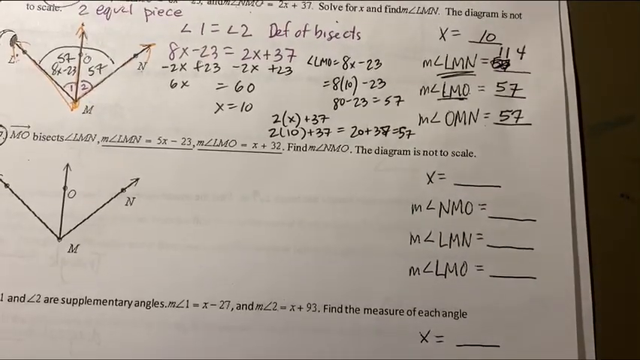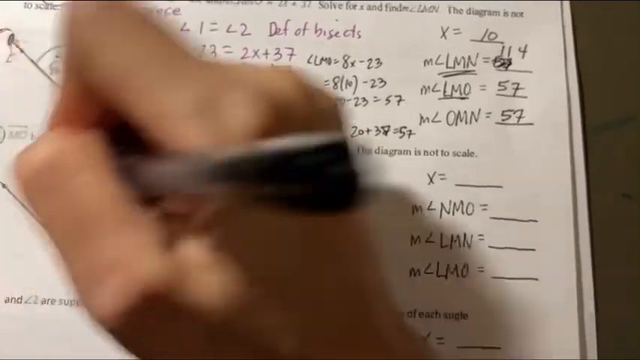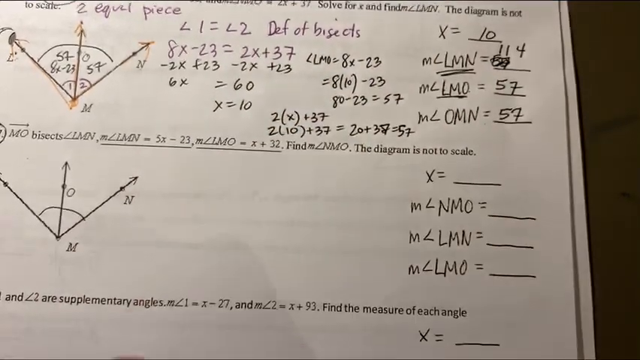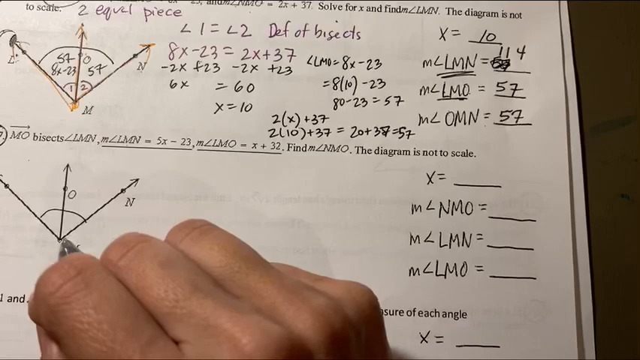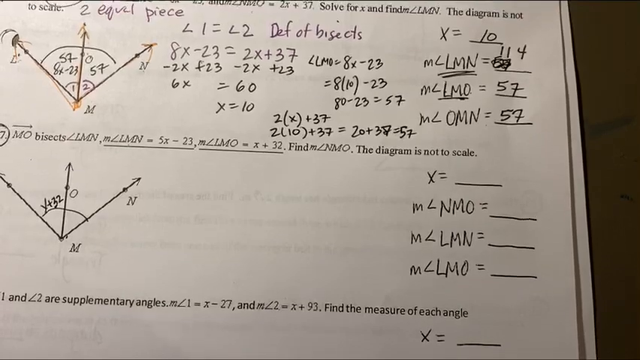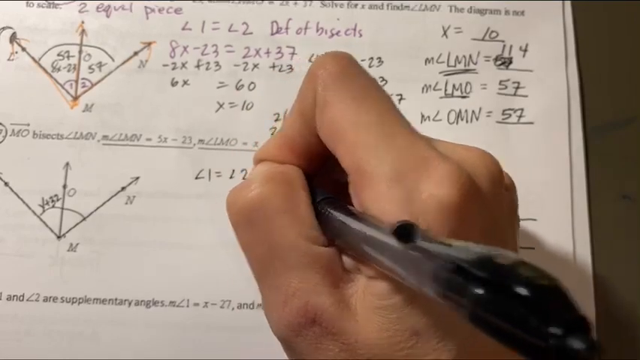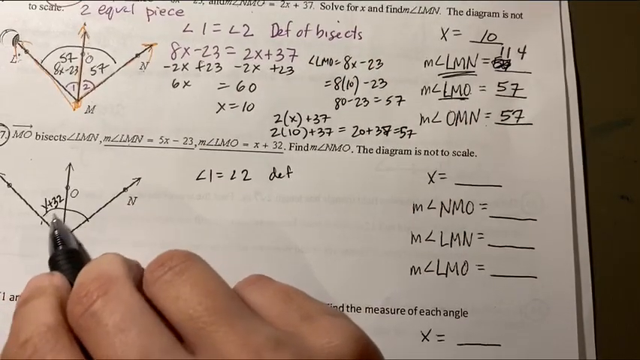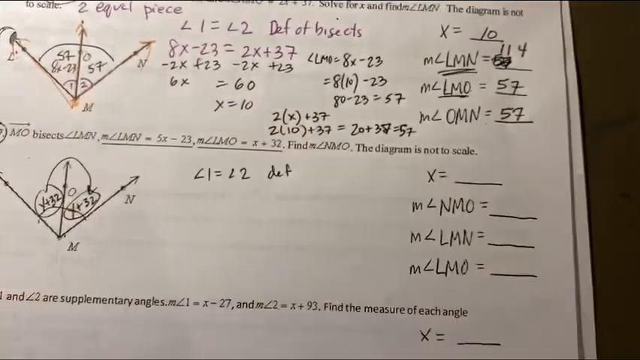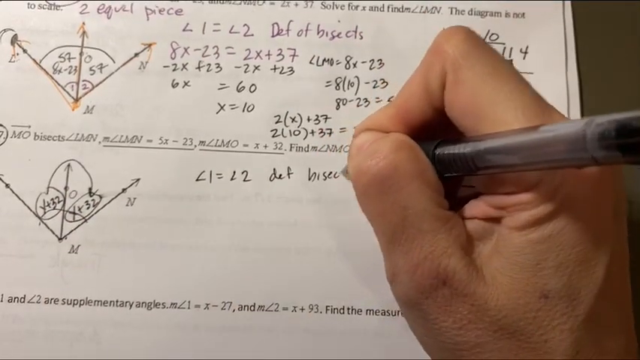All right, let's see how this one looks the same. Let's make sure we don't get this wrong. So LMN, that's the whole angle. Ooh, the whole angle is 5x minus 23. LMO is x plus 32. Okay, so this one's a little bit harder, right? So angle 1 equals angle 2. That's the definition of bisector, but we don't know what angle 1 is. We could substitute x plus 32, right? Because we know that they're equal. That doesn't help me get any further, but we know that they're equal. That's the definition of bisector.